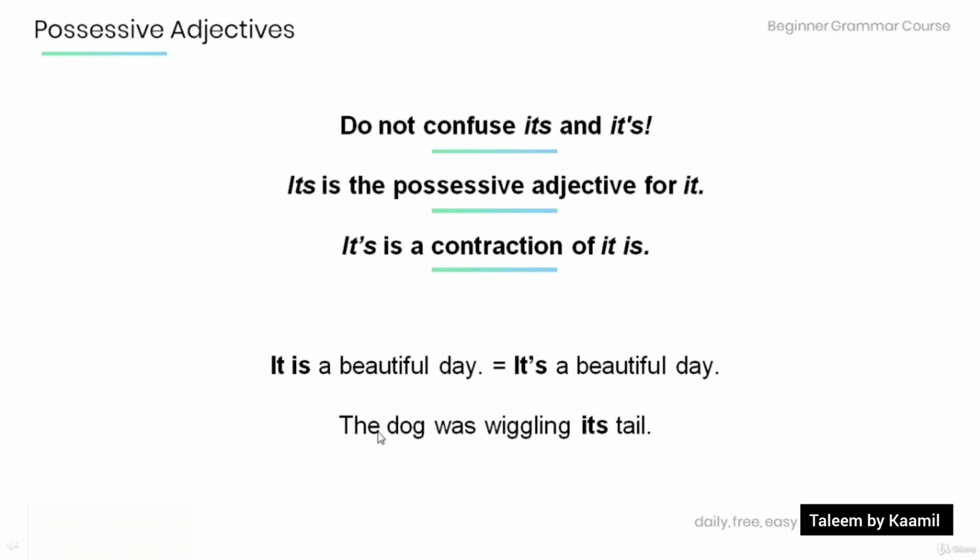But in the sentence, the dog was wiggling its tail. Its is the possessive adjective for it, and it modifies the dog's tail.